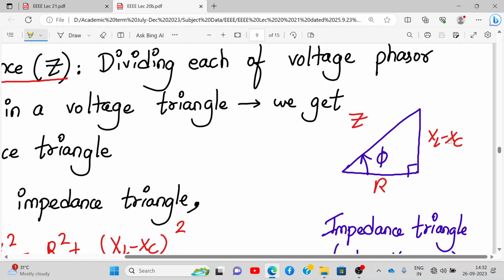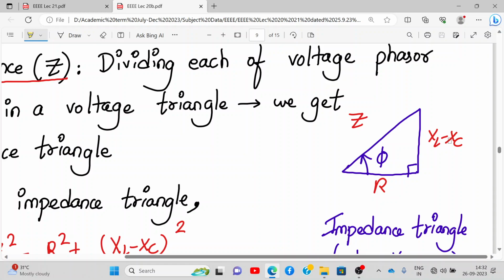You need to write it down. I've already drawn it because it takes a lot of time and I want to cover more topics. So please note it down. Impedance triangle.